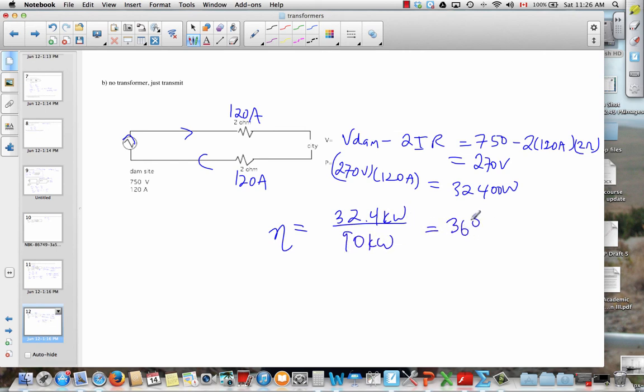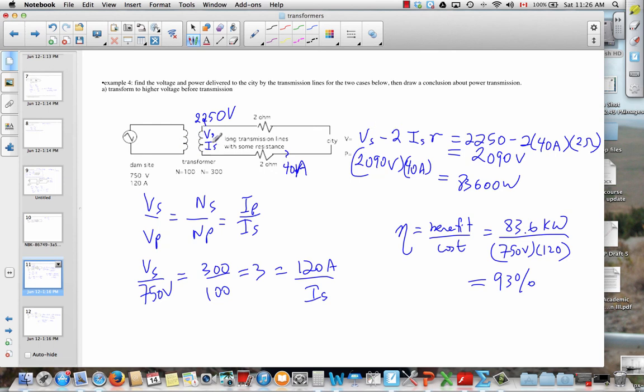It's only 36%. So compared with 93%, there's a difference of 57% in terms of efficiency. So obviously, the reason why we transform is that by boosting the voltage way up, we reduce the current way down. With a lot less current going through the transmission lines, there's very little energy loss along the way, and our grid is more efficient.